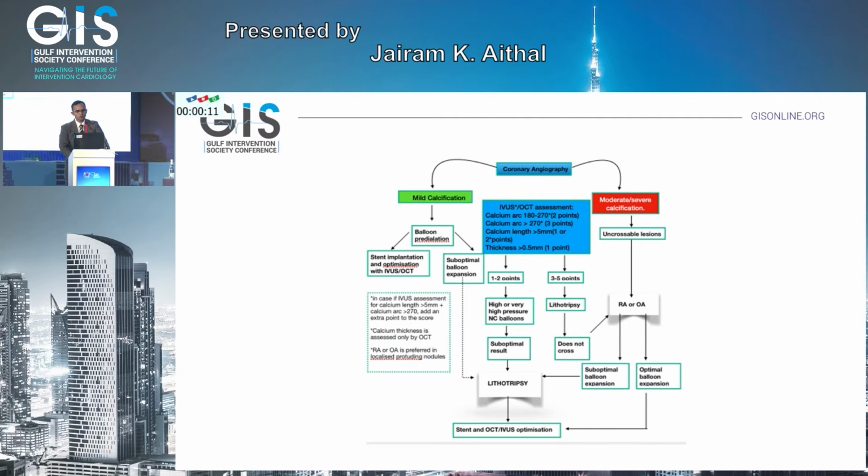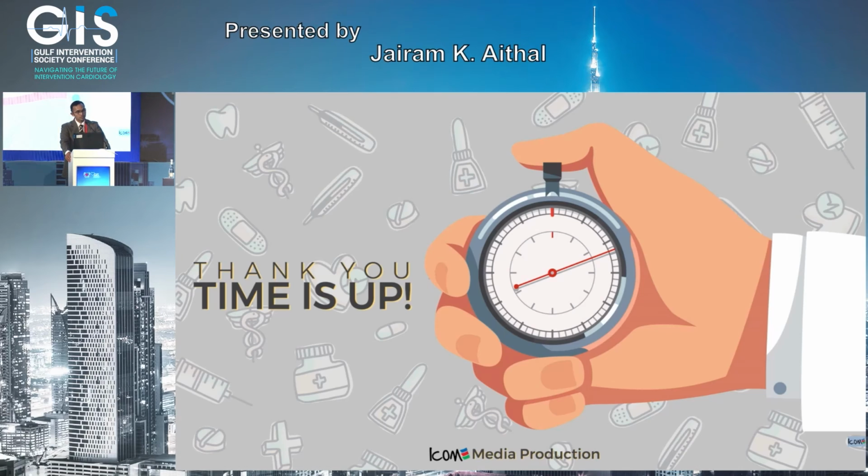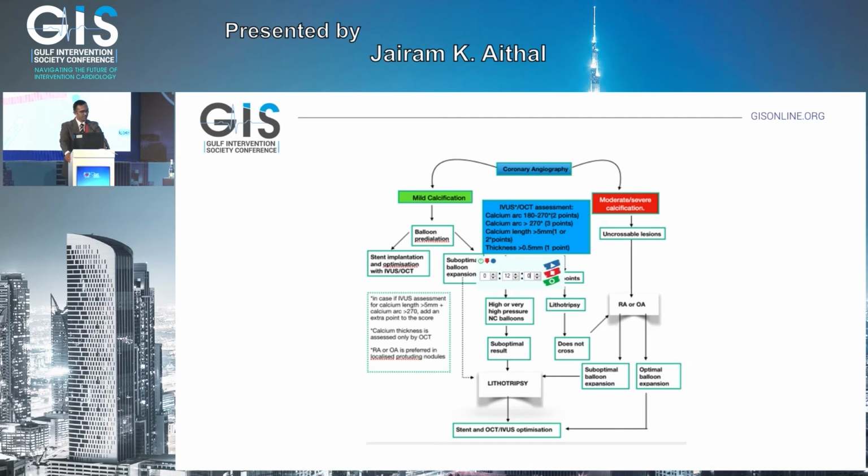I'll quickly go through this algorithm that we would normally prefer to use for such patients. People with mild calcification, you'd go with balloon predilatation, followed by, if there is a suboptimal result, you'd either go with an IVL if it is crossable, otherwise a rotablator. Just to show the algorithm, we'd use lithotripsy if the balloon crosses, otherwise you'd use a rotablator, but for moderate to severe calcification or uncrossable lesions, you'd use the guide of the point system.